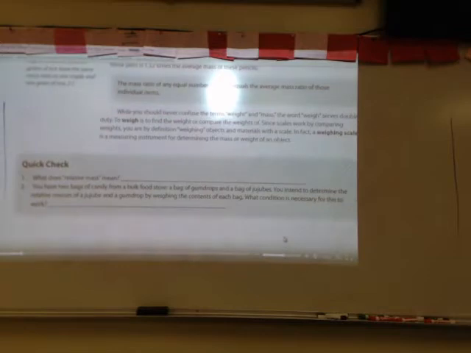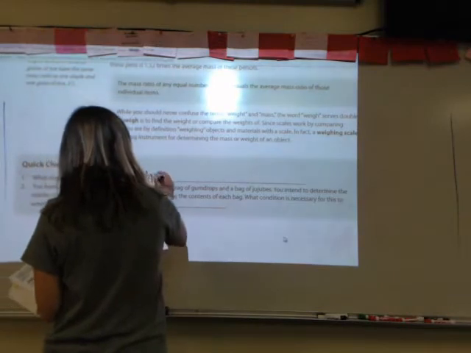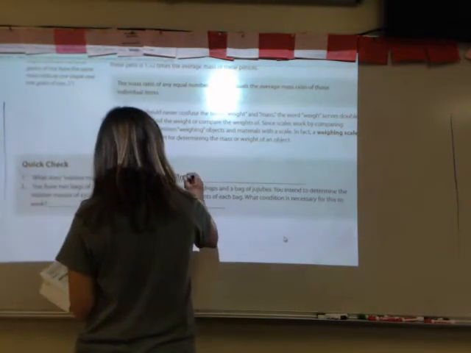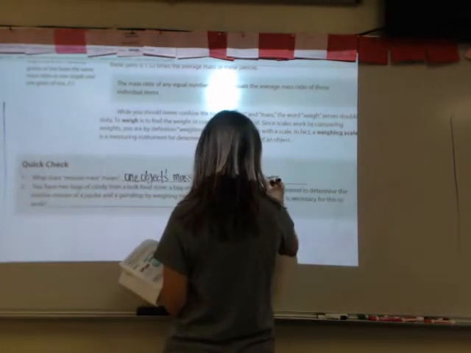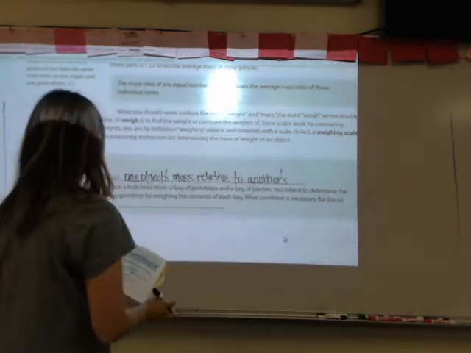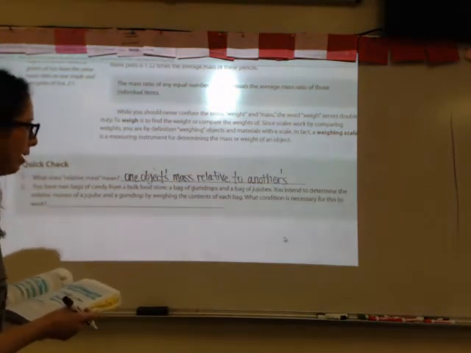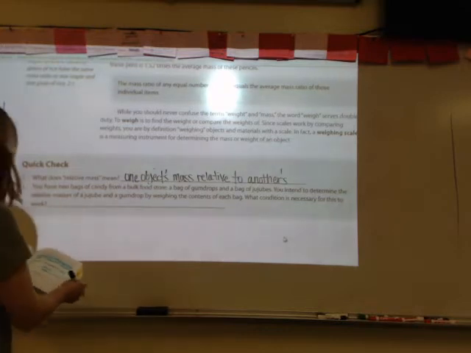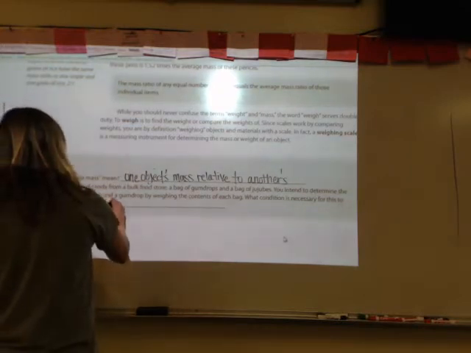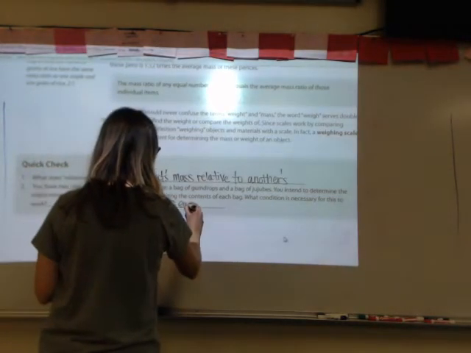Let's take a look at the quick check at the bottom. It says, what does relative mass mean? It means one object's mass relative to another's. Number 2, you have 2 bags of candy from a bulk food store, a bag of gumdrops and a bag of jujubes. You intend to determine the relative masses of a jujube and a gumdrop by weighing the contents of each bag. What condition is necessary for this to work? Well, you have to have the same number of candies in each bag.